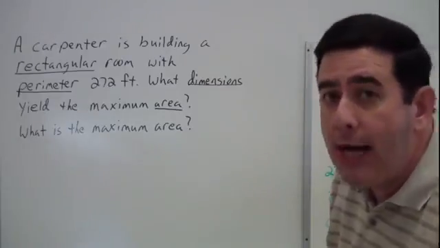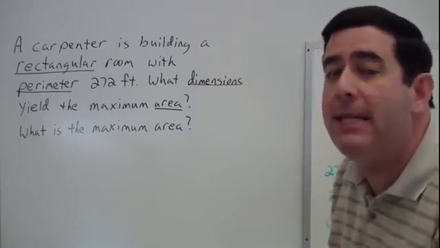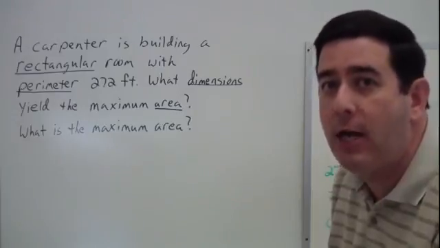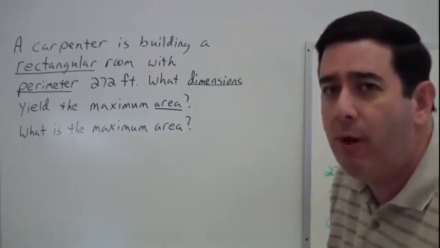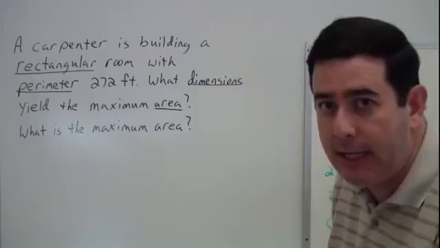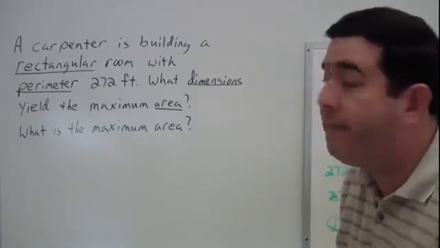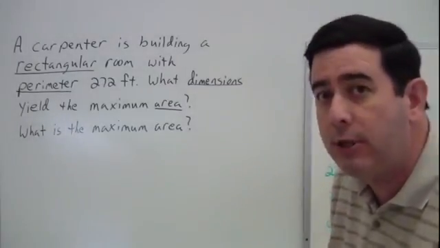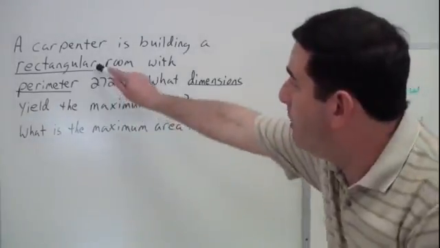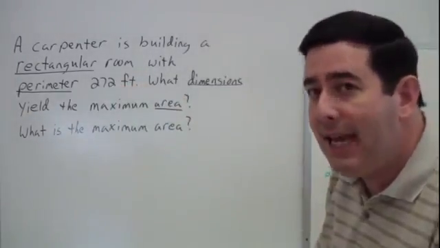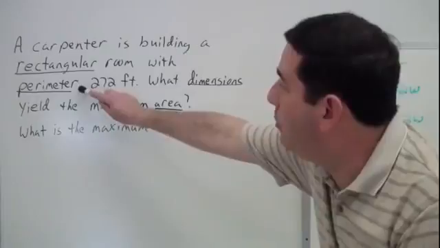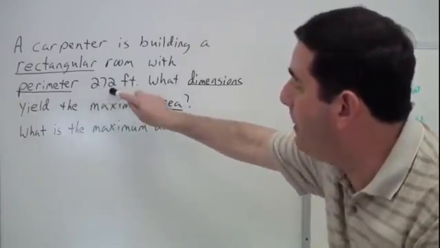We want to know what dimensions will give us the maximum area that is possible. Then we want to find out what that maximum area is. Now, I've underlined here some of the important words for us to notice. First, the room is rectangular. The second thing for us to notice is that we're told about the perimeter.